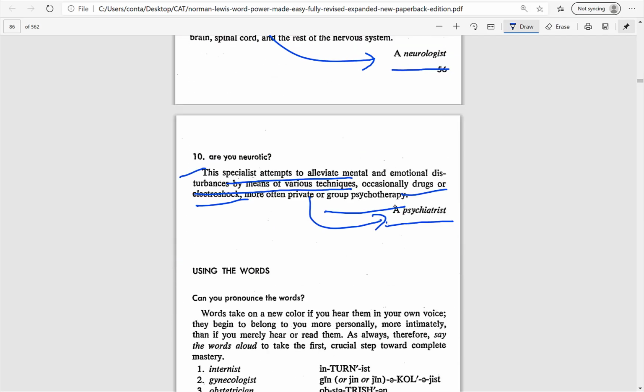The last type of specialty that we'll be studying today is psychiatrist. A psychiatrist is a specialist that attempts to alleviate mental and emotional disturbances by means of various techniques, occasionally drugs and electroshock, and often private and group psychotherapy.